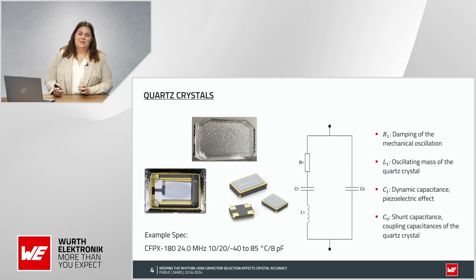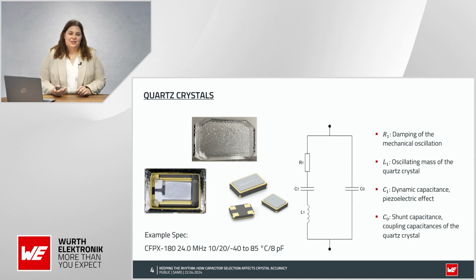So what is the equivalent circuit of a crystal? The equivalent circuit contains one branch that is a series resistor, a capacitor, and an inductor. And all of that is in parallel to another capacitance. Those represent the mechanical damping, the oscillating mass of the crystal, the dynamic capacitance caused by the piezoelectric effect, and the shunt capacitance and coupling capacitance of the crystal. They are caused by the electrodes and the silver we put on them.